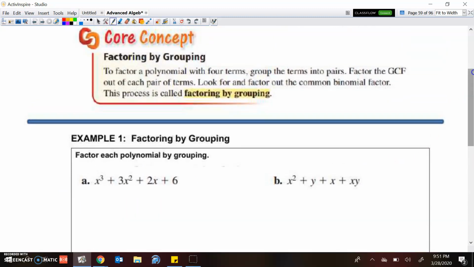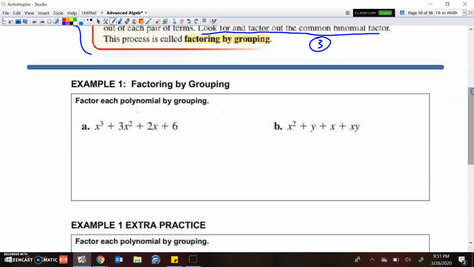Now this first part actually clearly explains what it is that we're going to do. It tells us all of our steps. So it's going to say, first, group the terms into pairs, then factor out the GCF out of each pair of terms, then look for and factor out the common binomial factor. And then we have our answer. Okay, now that sounds like some obscure steps, so we're going to, like always, work through some together. Okay, example 1, factor by grouping.